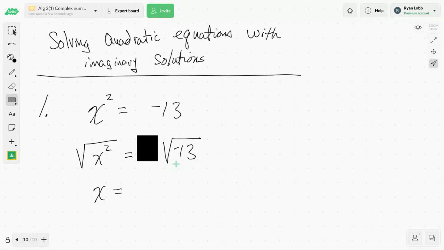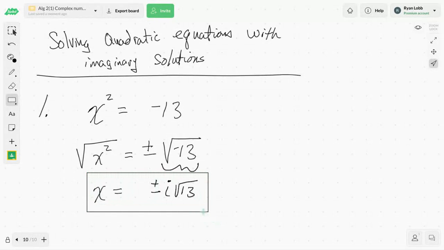So this right here would simplify to be i times the square root of 13, and then we put what's underneath that black box in front of it. So the square root of negative 13 becomes i times the square root of 13. And then what do we have in front of it? Plus minus. Okay, so there's my answer. That's the solution there. Two imaginary solutions: positive i times the square root of 13 and negative i times the square root of 13.